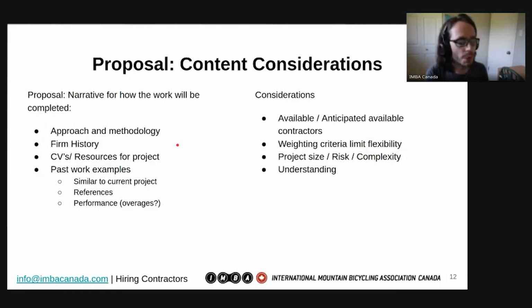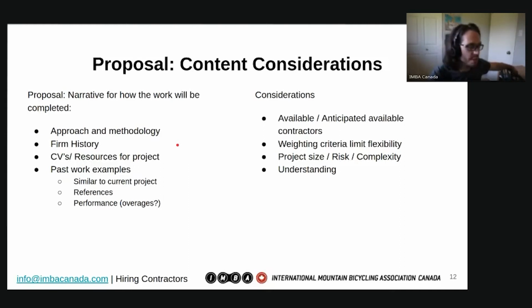So what do we want trail contractors to include in their proposal? The proposal generally is a narrative for how the work will be completed. That includes, importantly, their approach and methodology. So they might describe some principles that they use to lay out trail. Are they using LiDAR in order to come up with detailed designs ahead of time? Are they doing environmental assessments, that kind of stuff? How will they be building it? Will they be using excavators? Will they be using skid steers? Is it hand labor? Those are the items that will be included there.